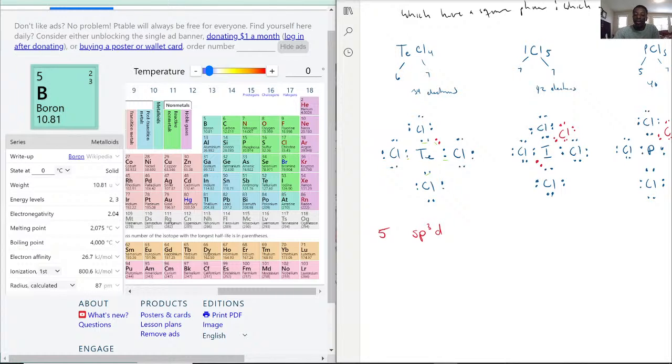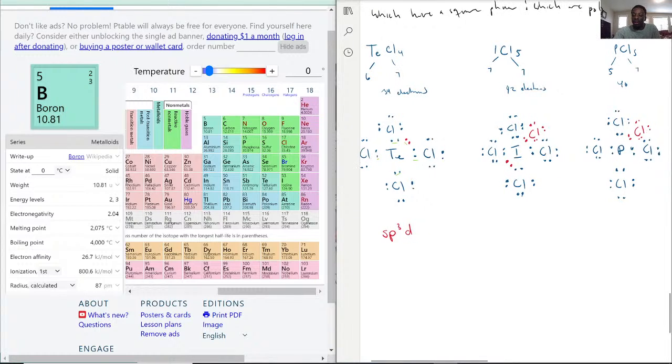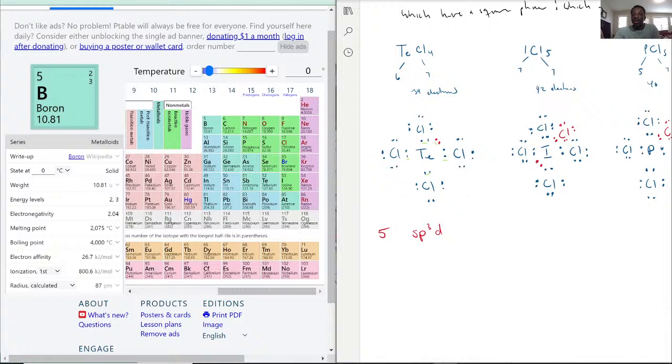sp3d, that is your hybridization. Because s counts as 1 and p counts as 1 through 3, sp would be a hybridization of 2, which would look like that. That's an sp hybridization. A perfect example is carbon dioxide.